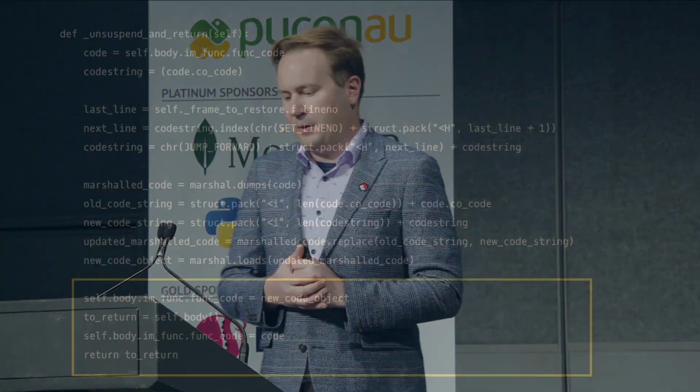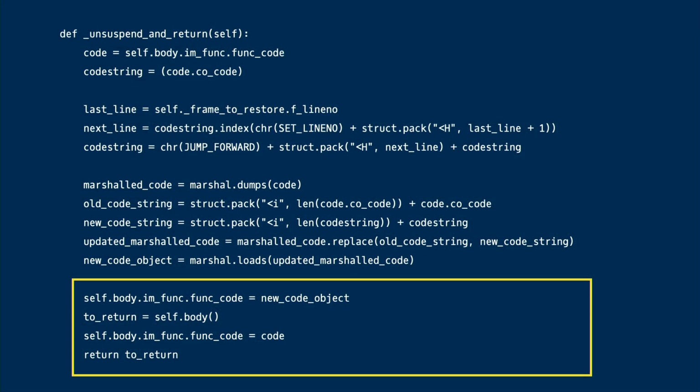And here's the code that replaces the code object for our body method. It's going to run that updated code, and then it's going to put the original code back so that people who are inspecting things couldn't see what happened. And that's all you need to do.